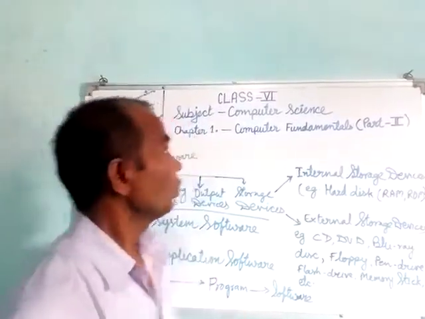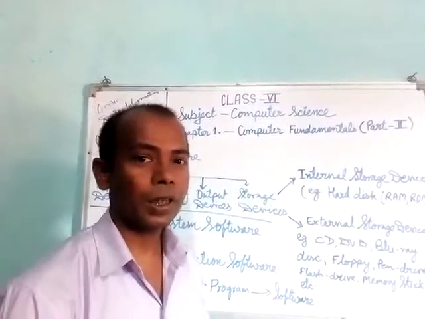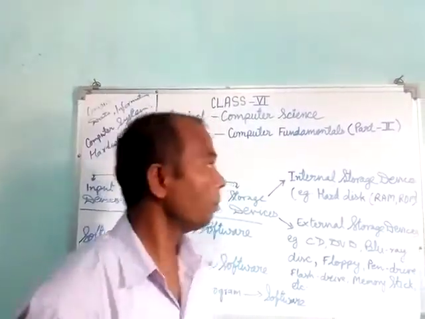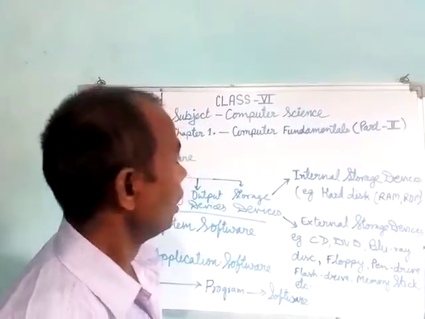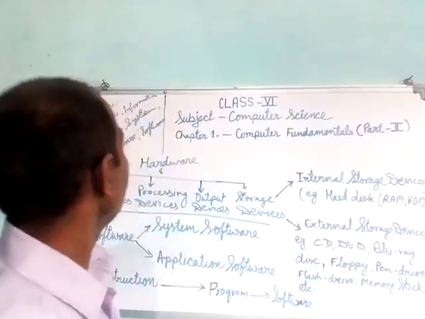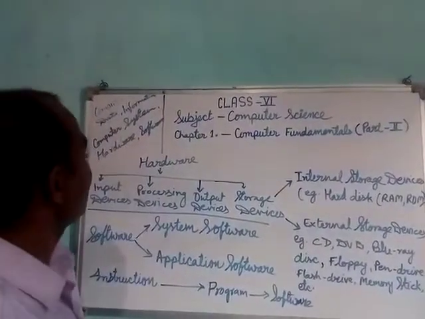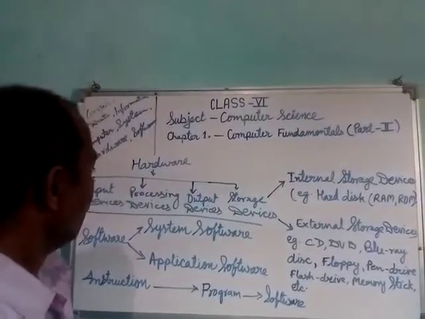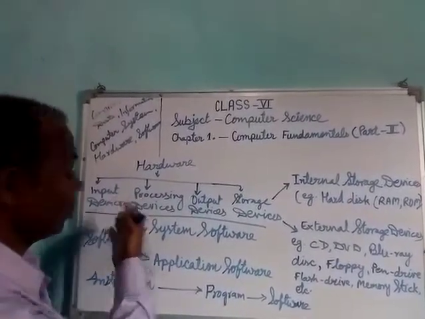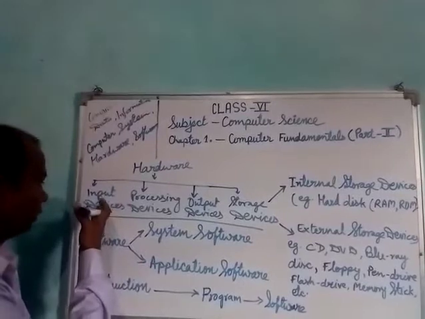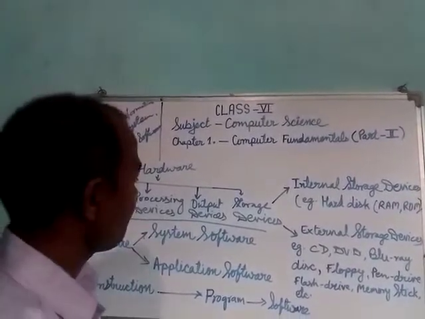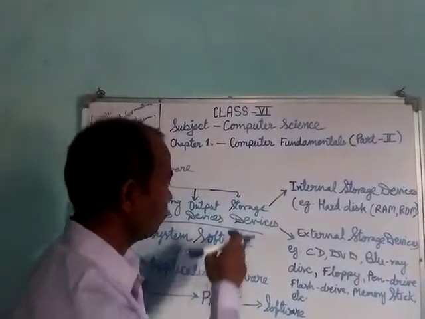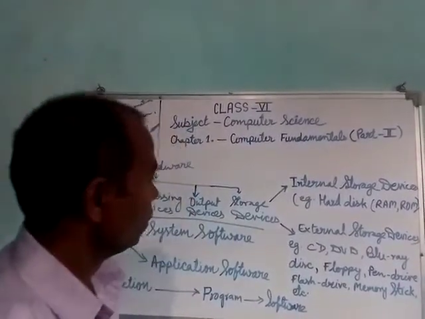And today I am going to talk to you about class 6 Computer Science, and the chapter is Computer Fundamentals. This is the second part of this chapter. In the previous class I have already talked to you about computers, data, information and computer systems, hardware and software. And in previous classes I have already talked to you about the input devices, processing device and the output devices. Now in this video I am going to talk to you about the storage device.